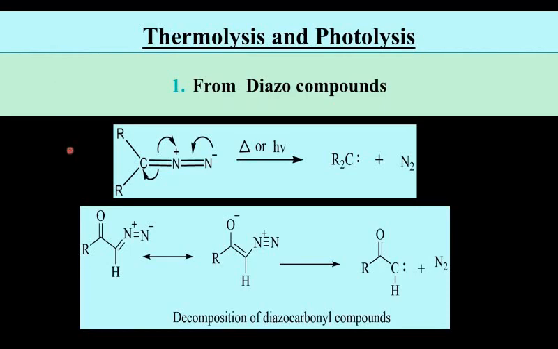First is thermolysis and photolysis of diazo compounds. Diazo compounds, when heated or irradiated, produce carbene with the removal of nitrogen. And when diazocarbonyl compounds are decomposed in the presence of heat, nitrogen gas is evolved and carbonyl carbene or acyl carbene is produced.